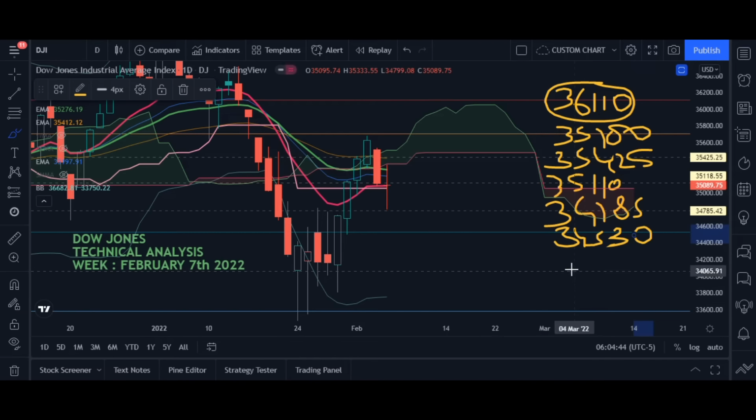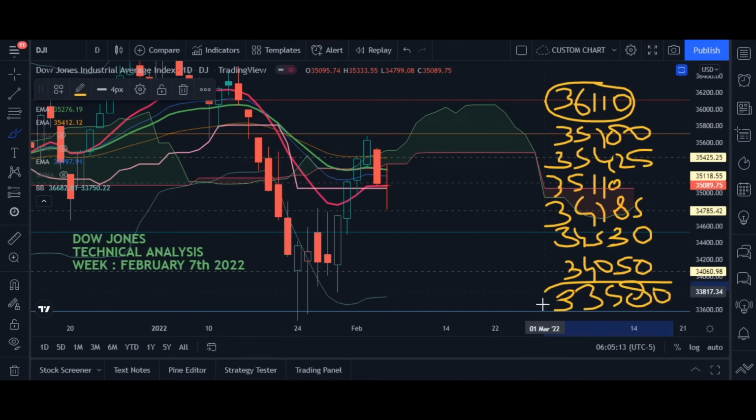Then comes 34,060, or 34,050 you can say. Then we have, how much is it? It is 33,580. Okay, so these are the supports and resistances here. So this is again a very important support, 33,580.